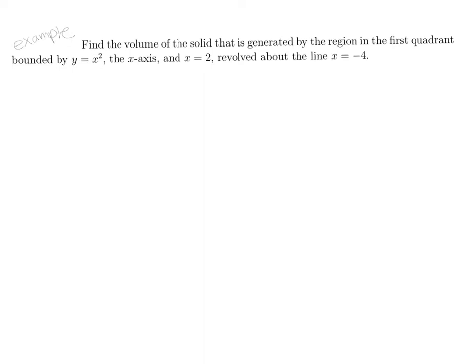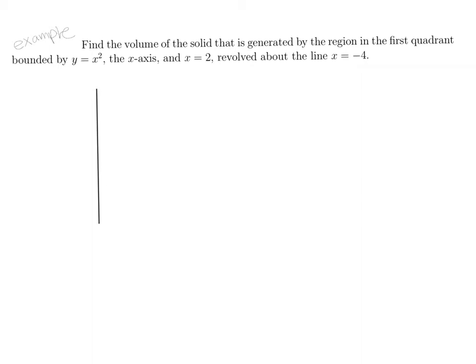Okay, in this video we are going to talk about finding the volume of revolution for a region revolved around something that is not an x or y axis, so something a little bit different. So we'll start off with this example that we have right here. Our goal is to find the volume of the solid that is generated by the region in the first quadrant, bounded by y equals x squared, the x-axis, and x equals 2, revolved about the line x equals -4.